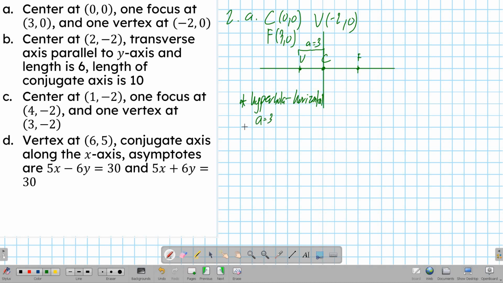A is equal to 3. Therefore, A squared equals 9. The length from the center to the focus is actually C. A is not equal to 3 for the focus. A is actually equal to 2 from the center. Sorry about that. It's 1. So A equals 2, therefore A squared equals 4. From the center to the focus is C, so 1, 2, 3, C equals 3.